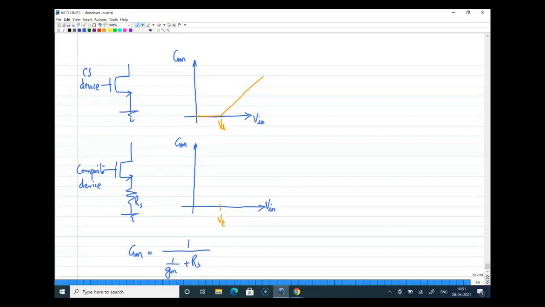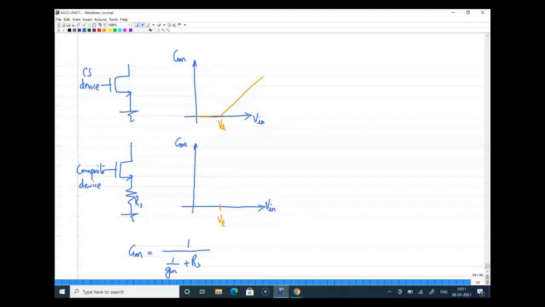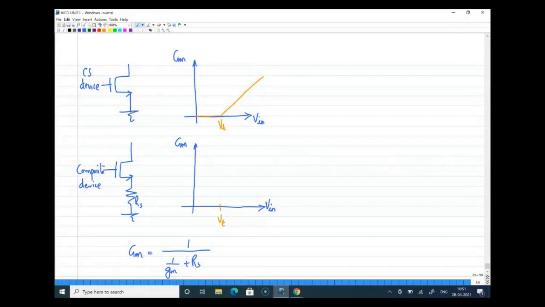Say for example, if you have a very small current, it will definitely lead to a smaller gm, then your 1 by gm will be large in that case, right? So in that case, you can actually neglect this RS, considering RS as very small. So capital GM is equal to 1 by 1 by gm, which is gm, right? So at low current levels, 1 by gm will be very large with respect to RS. Therefore, capital GM is equal to small gm itself.